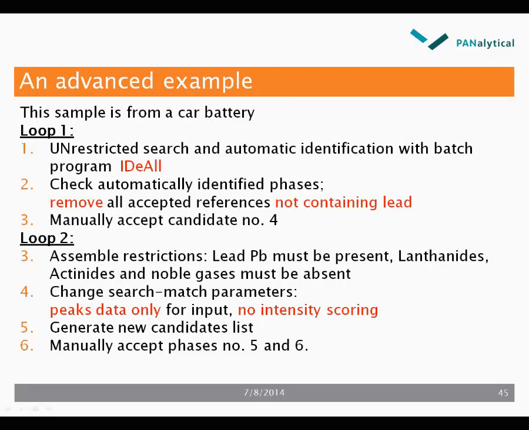This is a summary of the following example. We will follow loops 1 and 2 of the identification scheme here. For loop 1, we run the automatic identification batch ideal, check the automatic results, and try to find more matches from the first candidates list. In loop 2, we assemble a new restriction set, change some search match parameters, and then manually accept the two remaining phases from the second candidates list.